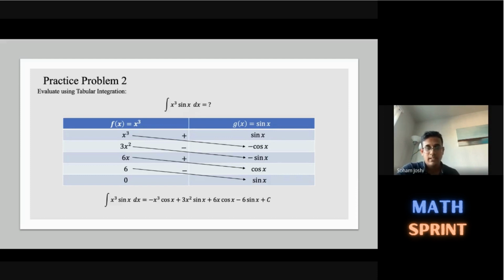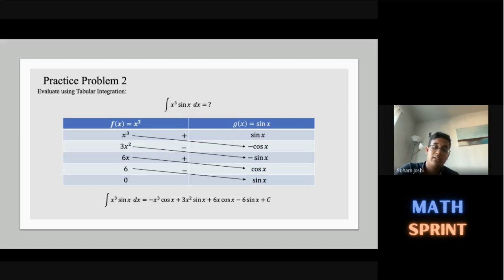So, the same thing as in the previous practice problem. You put f of x on the left column and g of x on the right column. You differentiate the left column with respect to x. Differentiating x cubed gives you 3x squared. Differentiating 3x squared gives you 6x. Differentiating 6x gives you 6. And differentiating 6 gives 0.